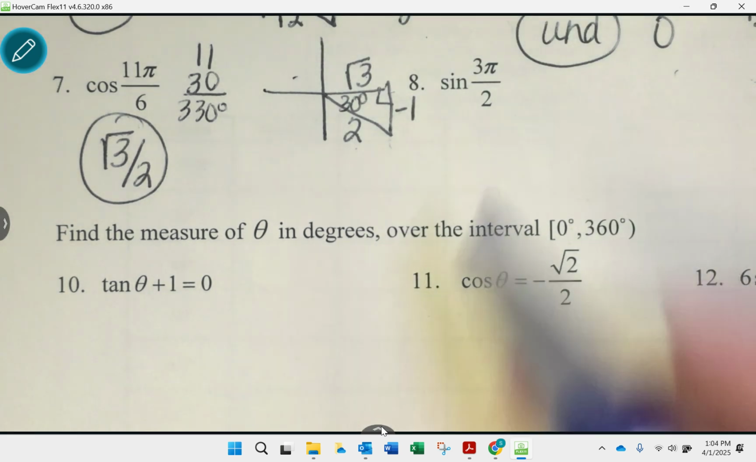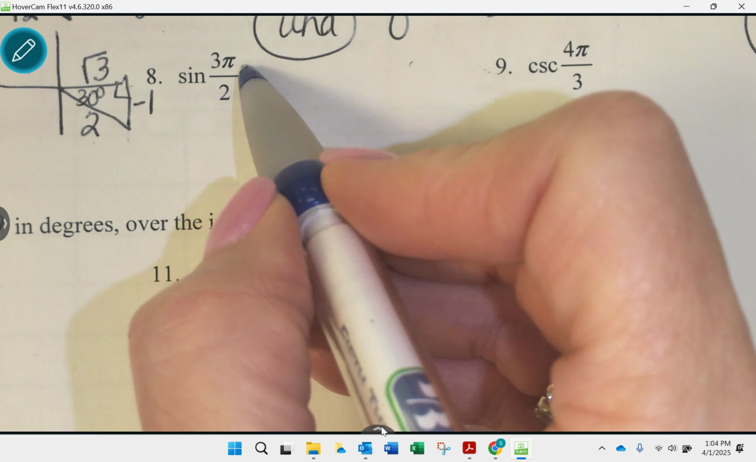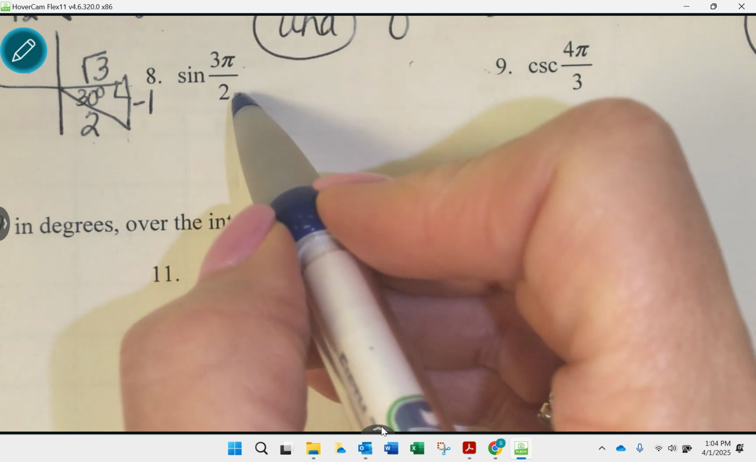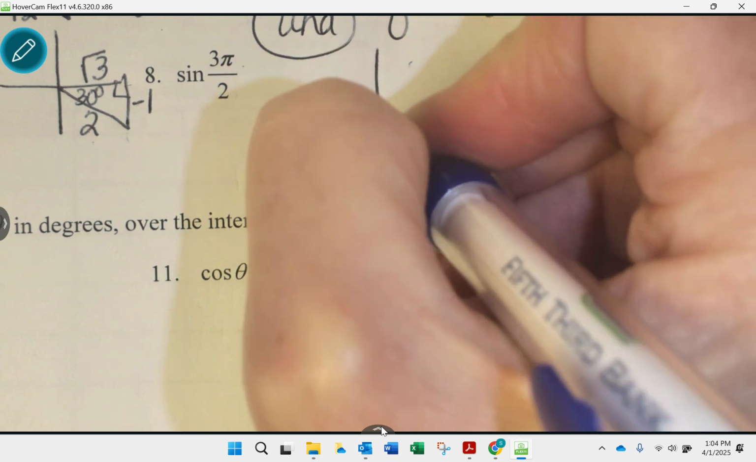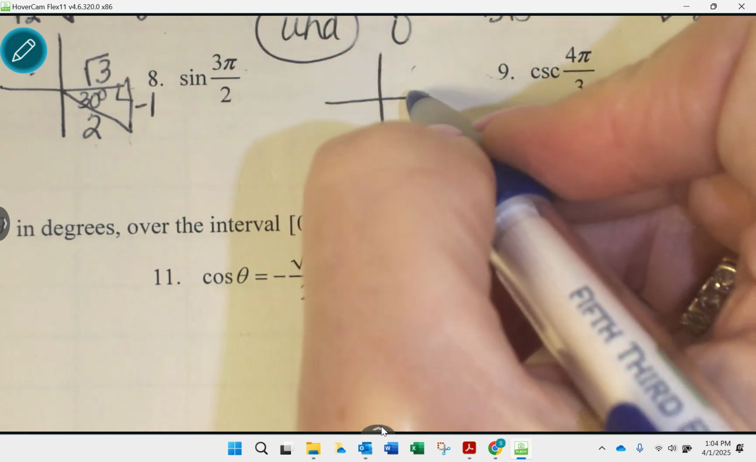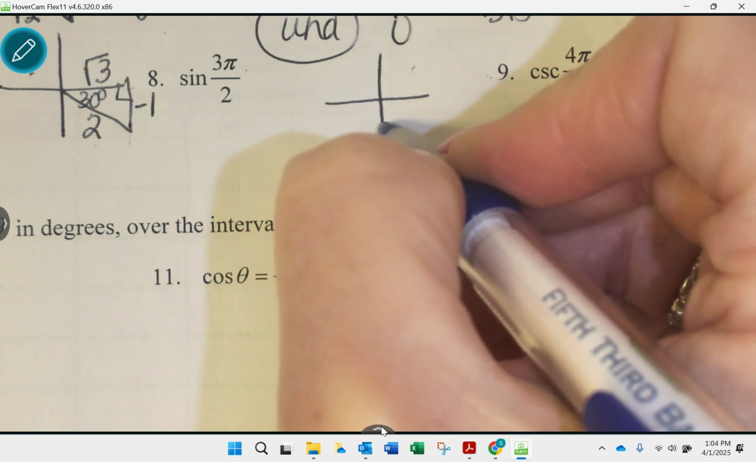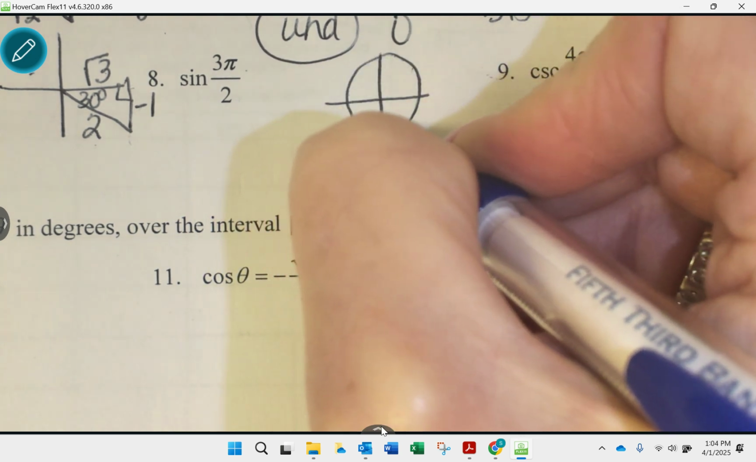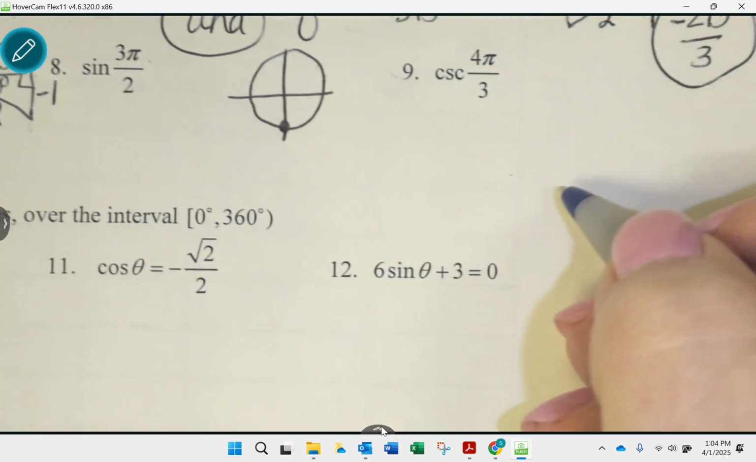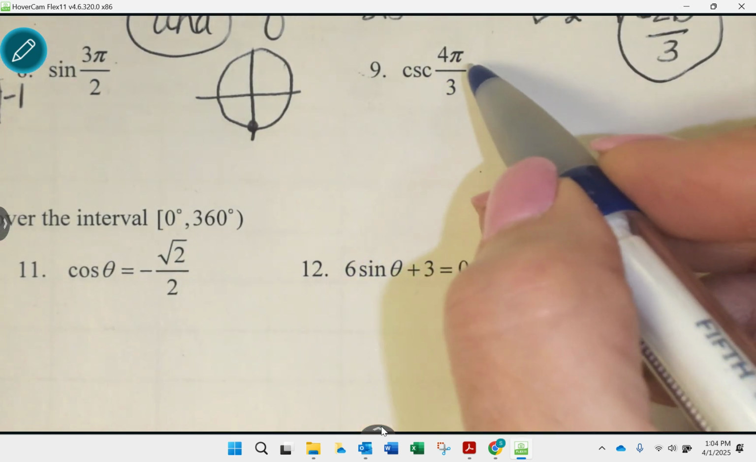All right. What about 3 pi over 2? What's pi? 180 divided by 2 times 3. 270. Where's that going to go then? On the axis, isn't it? Right here. I have to create the circle. You guys finish that. Okay, then we're going to start this one and you're going to finish this one too.